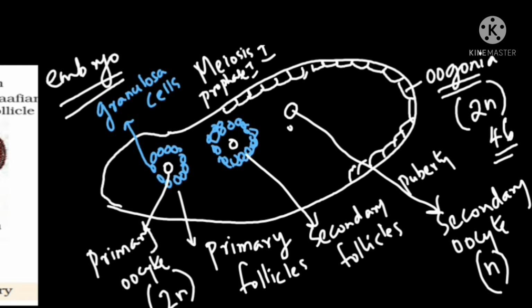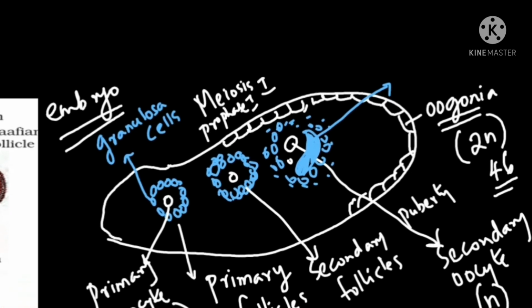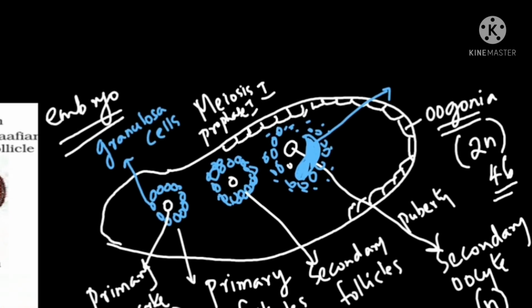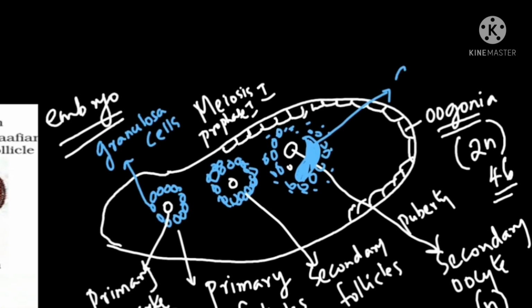Now what about the granulosa cells? The granulosa cell number will increase further, and there is a formation of a fluid filled cavity here. A fluid filled cavity formed in this follicle, and this cavity is called the antrum.